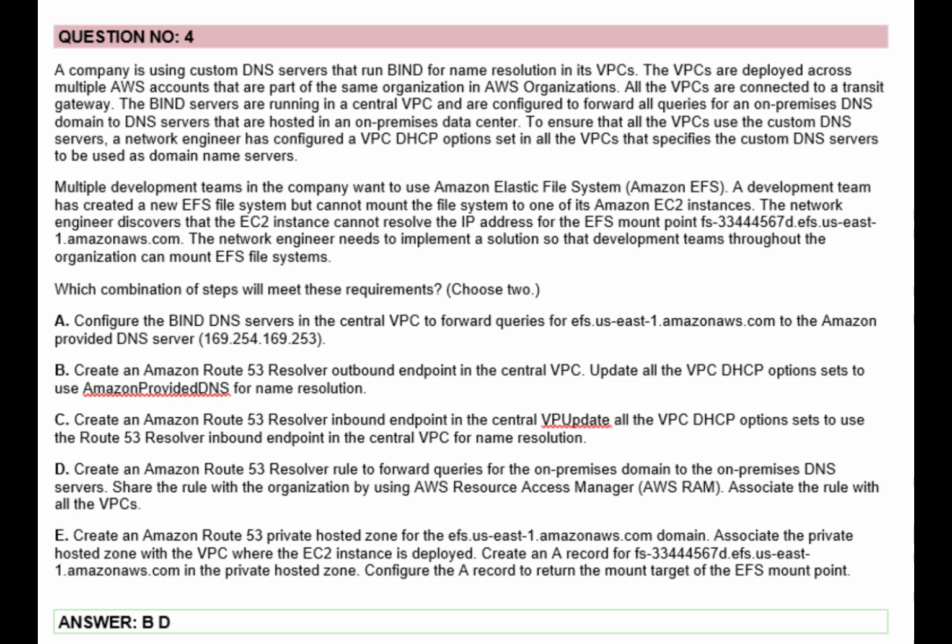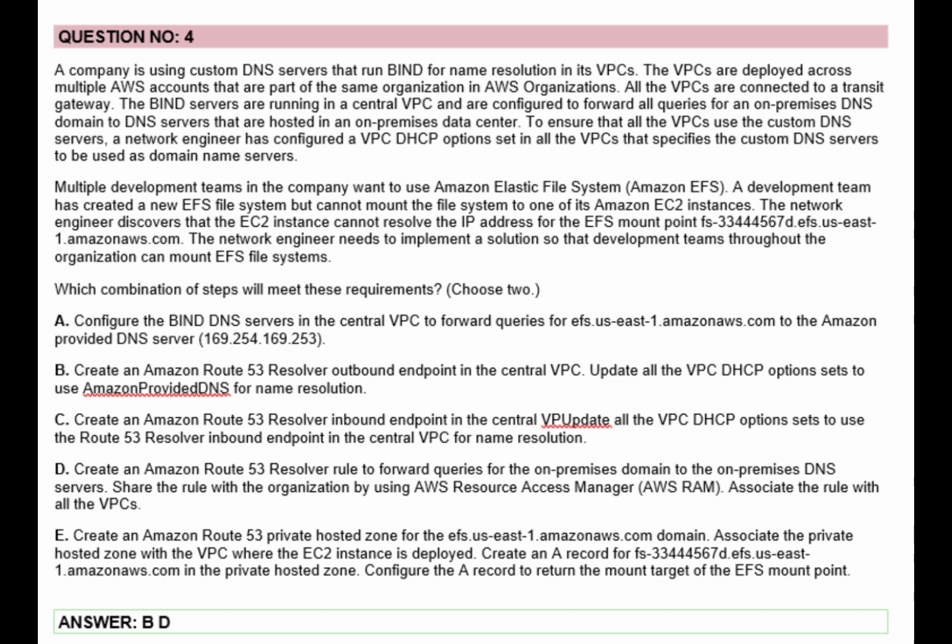169.254.169.253. B. Create an Amazon Route 53 Resolver outbound endpoint in the central VPC. Update all the VPC DHCP option sets to use Amazon-provided DNS for name resolution. C. Create an Amazon Route 53 Resolver inbound endpoint in the central VPC. Update all the VPC DHCP option sets to use the Route 53 Resolver inbound endpoint in the central VPC for name resolution. D. Create an Amazon Route 53 Resolver rule to forward queries for the on-premises domain to the on-premises DNS servers. Share the rule with the organization by using AWS Resource Access Manager, AWS RAM. Associate the rule with all the VPCs.